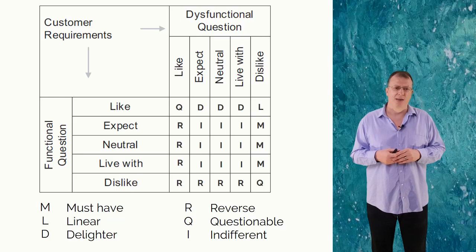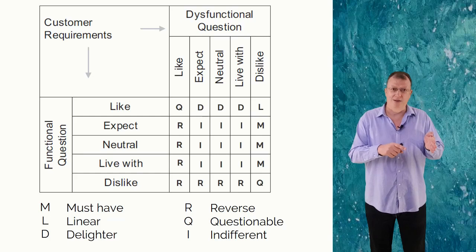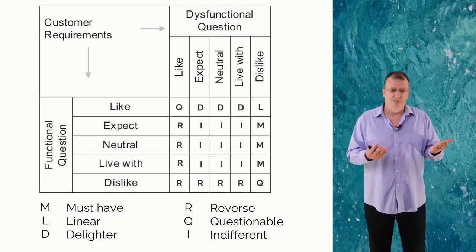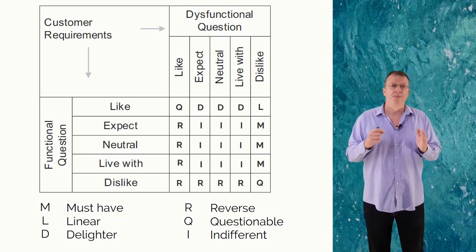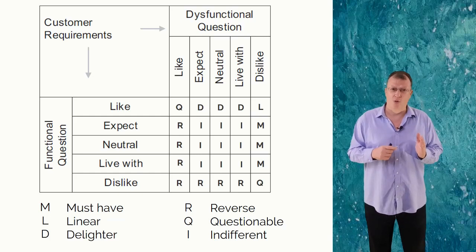The last combinations are really telling you that you probably asked your question the wrong way around. So it's something like, if the feature is there, people dislike it, and if it's not there, they really like it. So that probably means you've formulated your question in the incorrect way. And it could be something like smoking again, where you said the functional form of the question is, you can smoke in every room. That's the functional form of the question.